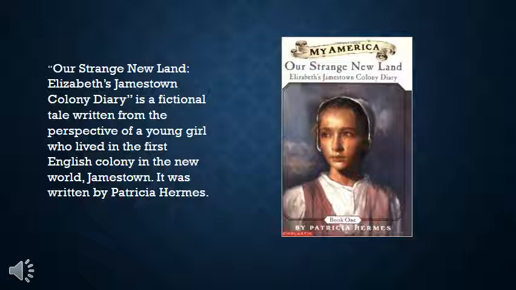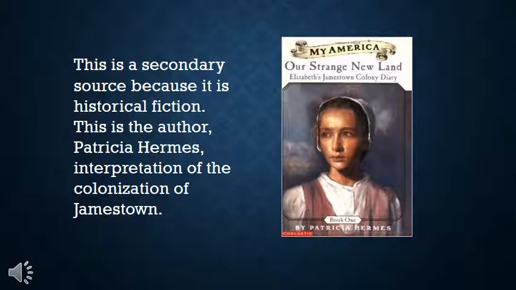Our Strange New Land, Elizabeth's Jamestown Colony Diary, is a fictional tale written from the perspective of a young girl who lived in the first English colony in the New World, Jamestown. It was written by Patricia Herms. This is a secondary source because it is a historical fiction. This is the author Patricia Herms' interpretation of the colonization of Jamestown.